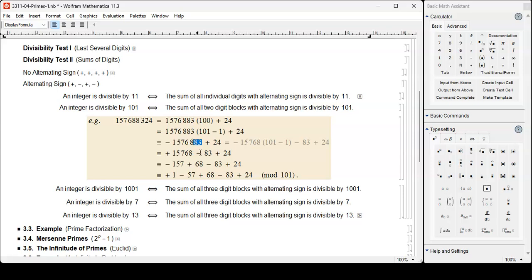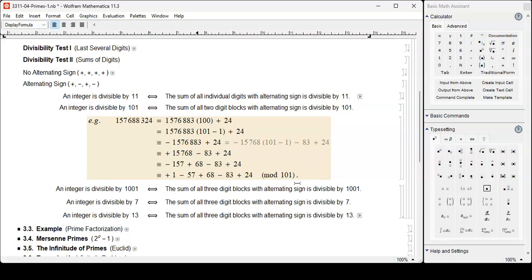Take the last 2 digits out, so we have negative, and then we have sign change, so this becomes positive. Do it again, sign change, we have positive 68. Do it again, we have sign change, negative 57, and so on. And in the end, please check whether this is congruent to 0 modulo 101 or not.